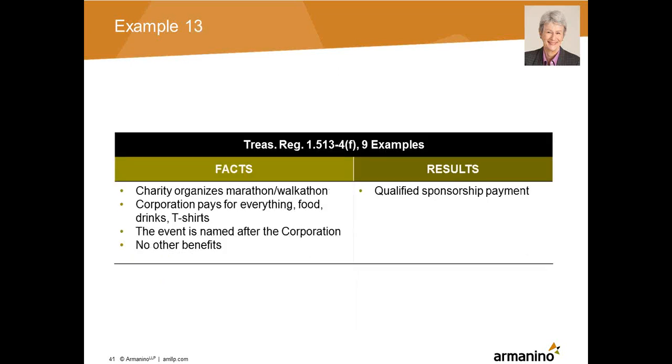So let's look at another example. Examples 13 and 14 I think also will serve to bring this home. We have a charity that organizes a marathon, walkathon. This corporation comes in and pays for the food, the drinks, the t-shirts, the hats, the banners, everything. They name the event after the corporation, but the corporation receives nothing else. So that's going to be a qualified sponsorship payment because the corporation received only an acknowledgement, and that is not a substantial return benefit.